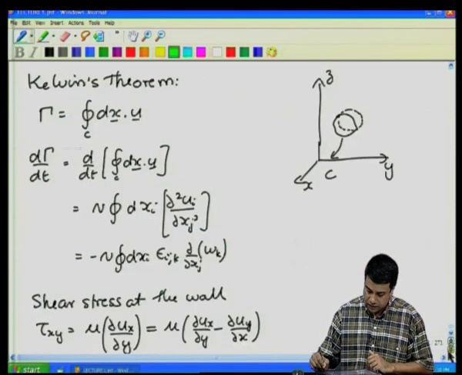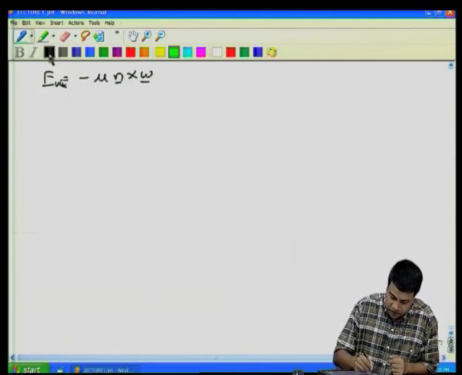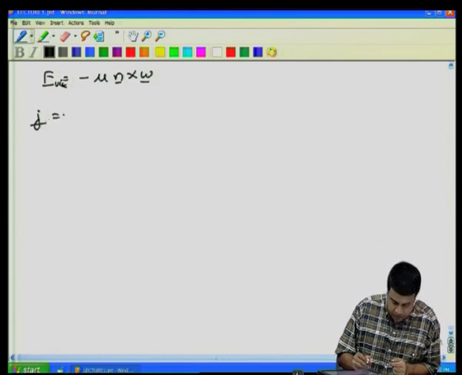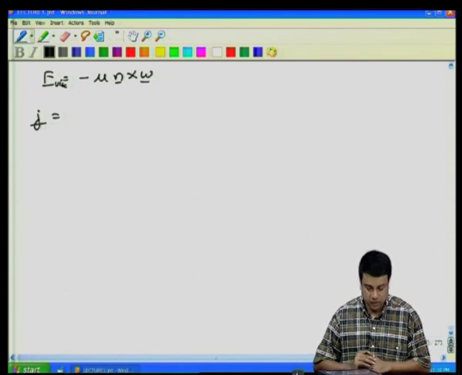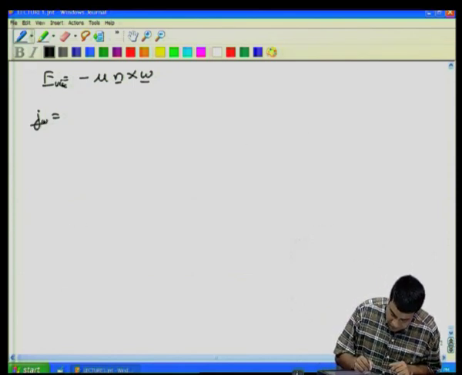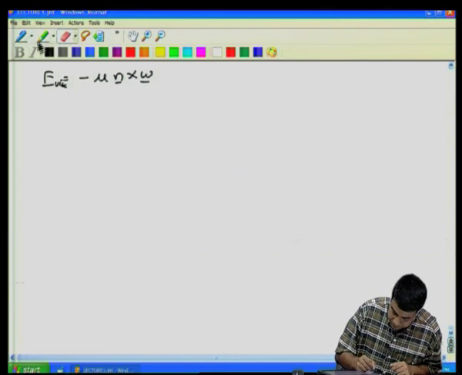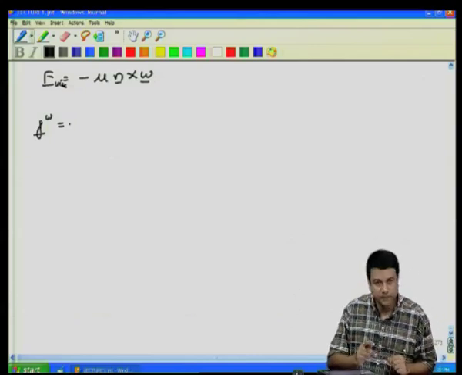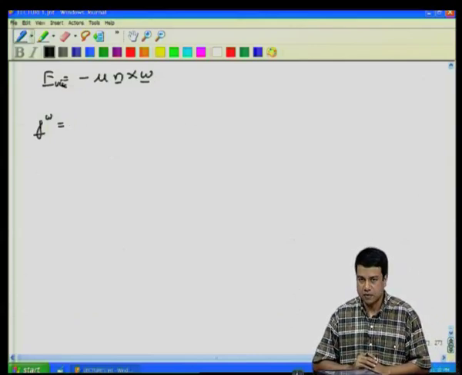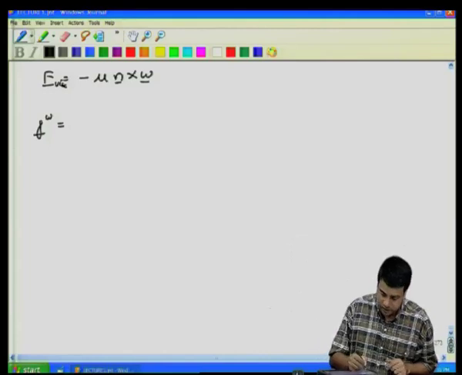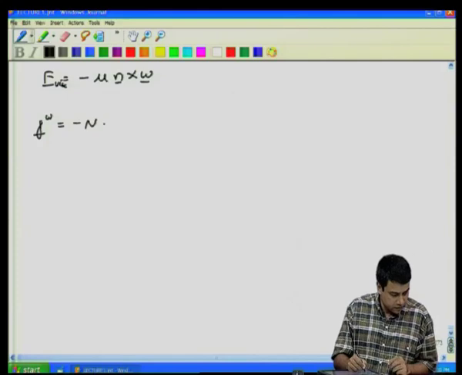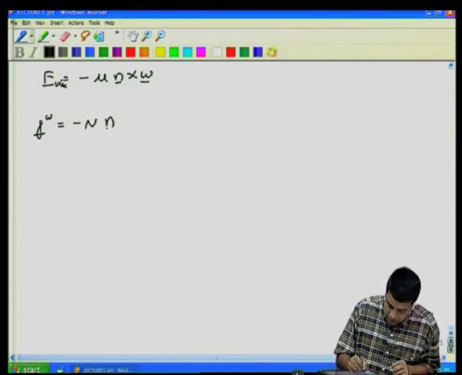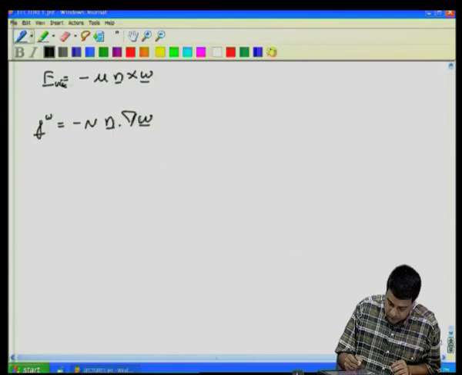Therefore, the flux of vorticity can be written in a manner similar. Let me write this as the flux of vorticity. The flux of vorticity can be written in a manner similar to the flux of heat, for example, as minus nu times n dot grad omega.